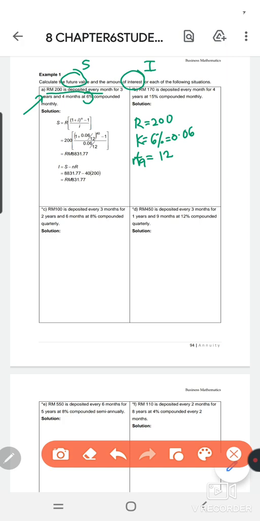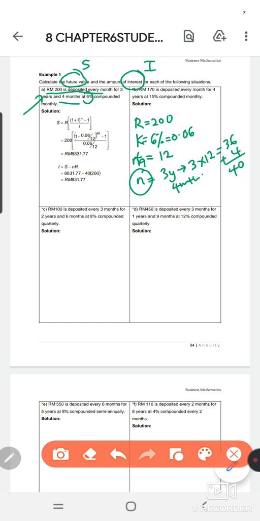Then N. N means the number of payments we make. It is actually not in years. It means that if here it says every month, we look at it in months. So every month for 3 years 4 months. If 3 years, we convert to months. So 3 years multiplied by 12 equals 36. And then another 4 months. So plus 4, it equals 40. So this is your N.